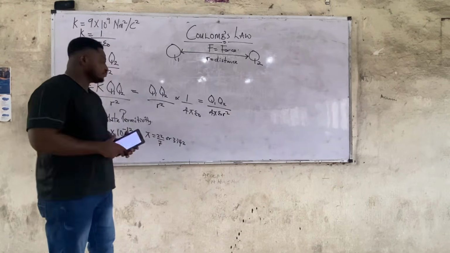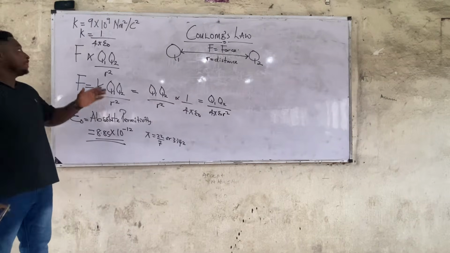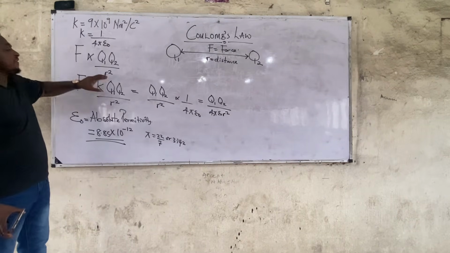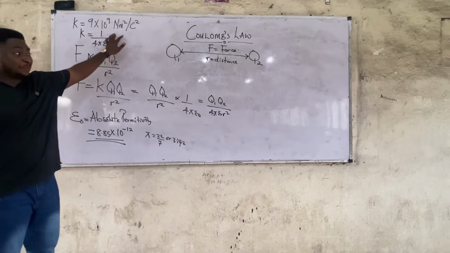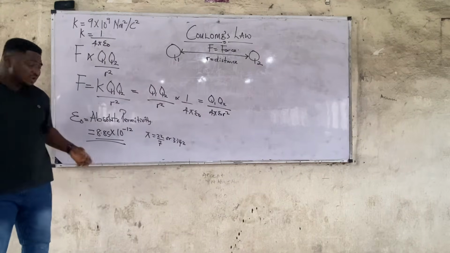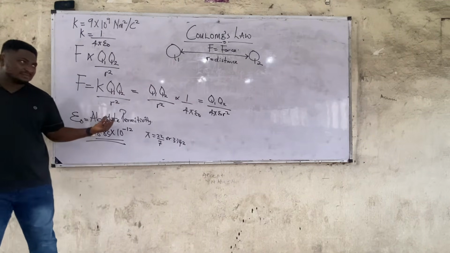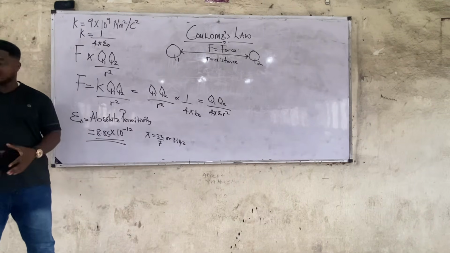Now follow me. Since your exam is predominantly OBJ, you do not need to use 1 over 4 pi e naught. Just use k as 9 times 10 raised to power 9. But it's important I inform you that k is also the same thing as 1 over 4 pi e naught, where e naught is called absolute permittivity, and it has a constant value of 8.85 times 10 raised to the power minus 12.